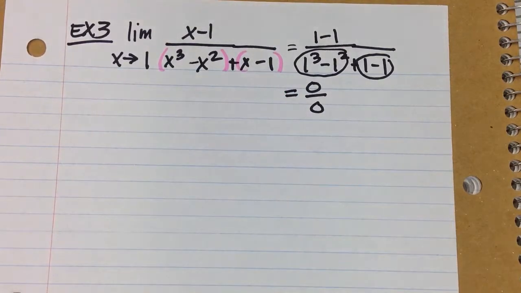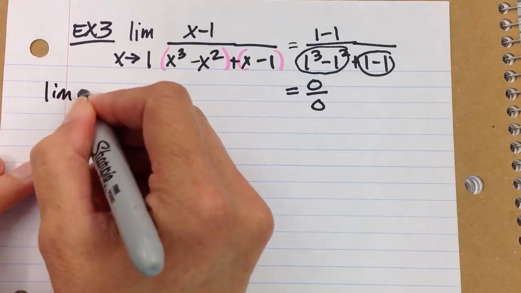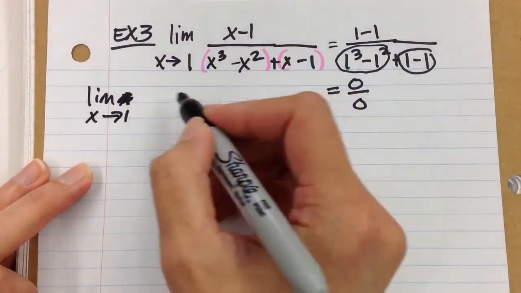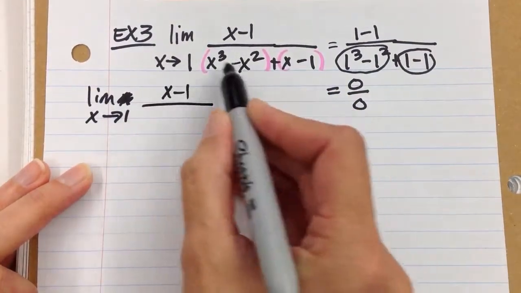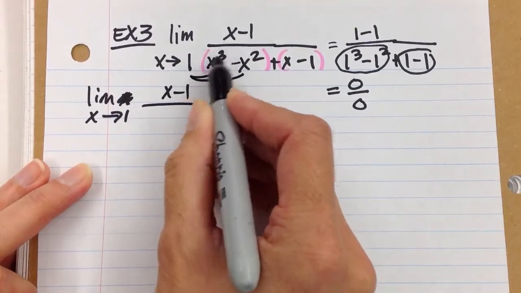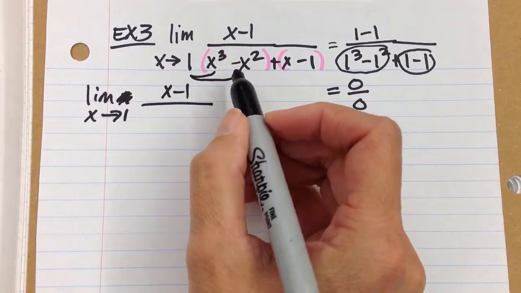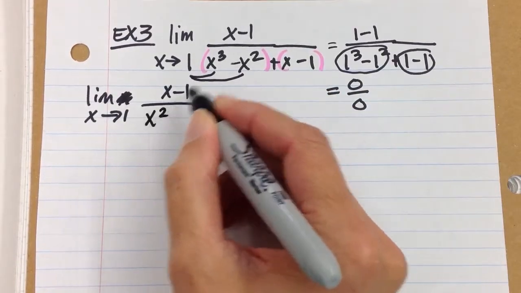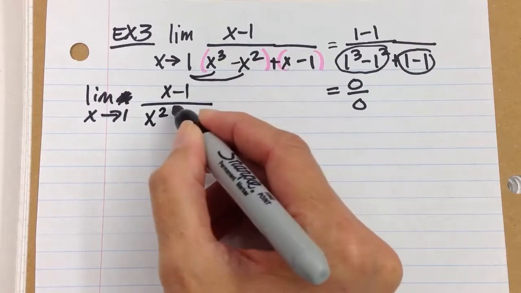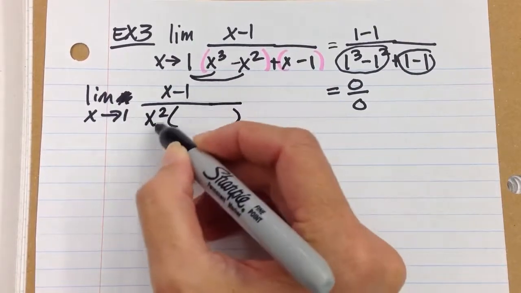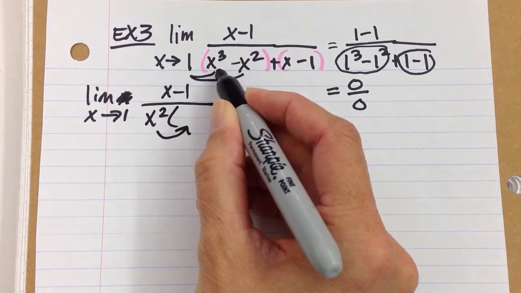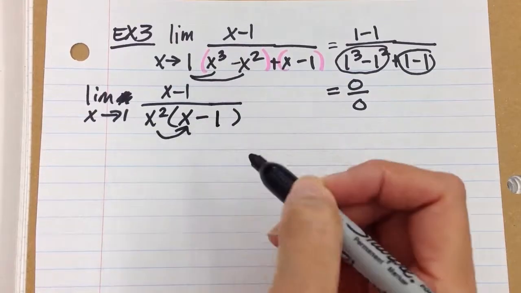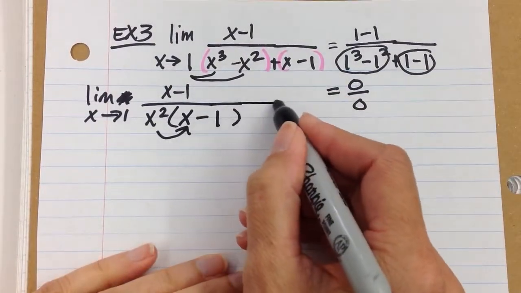So what we do is, let me rewrite the limit as x approaches 1 of... Can't do anything to the top. So we take out what x cubed and x squared have in common. The highest common factor of x cubed and x squared is x squared, right? They both have an x squared in there. So then we multiply by what's left. X squared times what equals x cubed? X. And then x squared times what equals x squared? 1, right? We did that a long time ago at the beginning of the year.